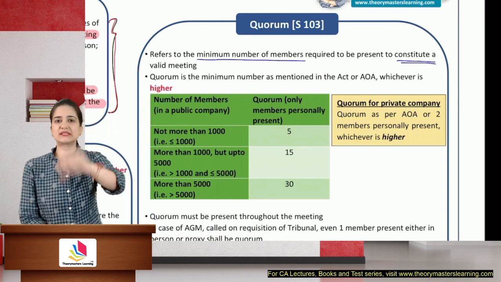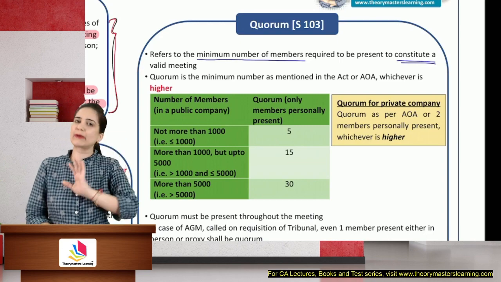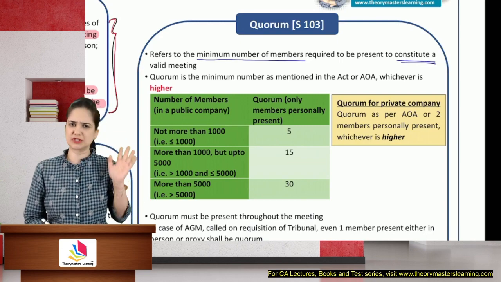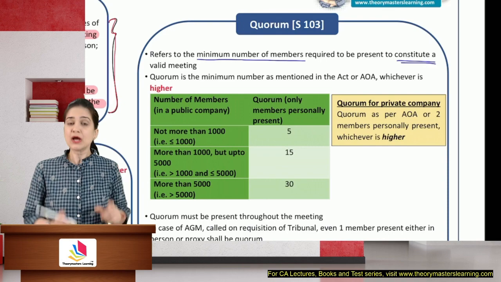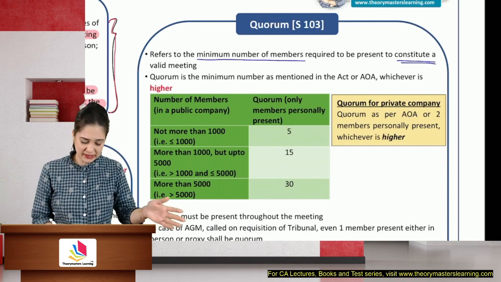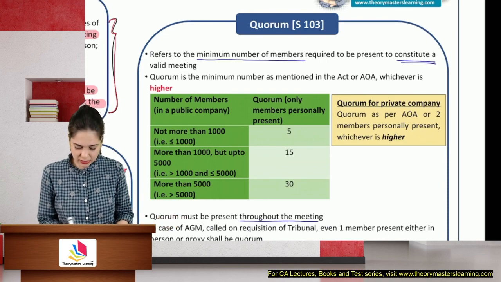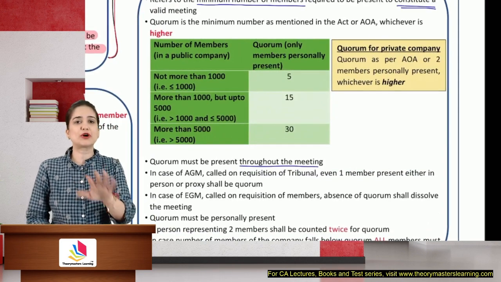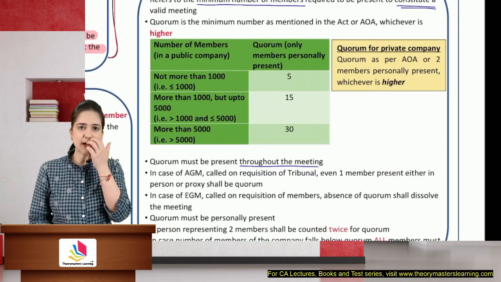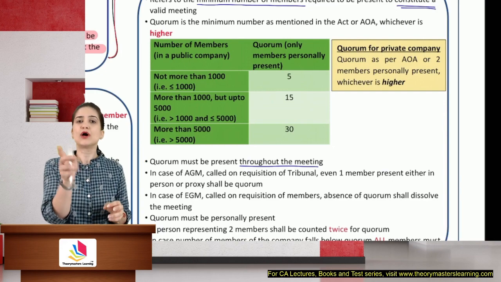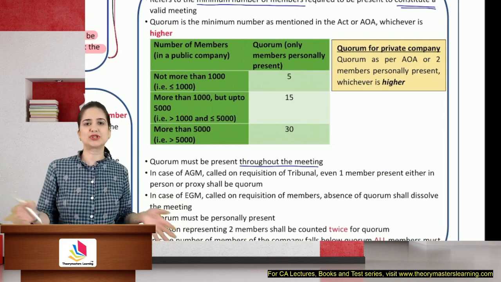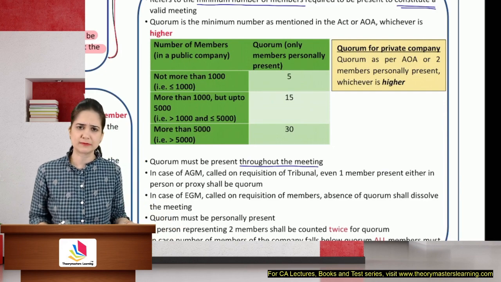The number of members who are present in the adjourned meeting will be considered as quorum, and the meeting will be conducted. Resolutions will be passed. Resolutions are also valid. Quorum must be present throughout the meeting. I will mention it over here, it must be present throughout the meeting. It should not be that quorum was present when the meeting started, then everybody left and only 2 members or maybe a single member was taking decisions and passing resolutions. That is not possible.